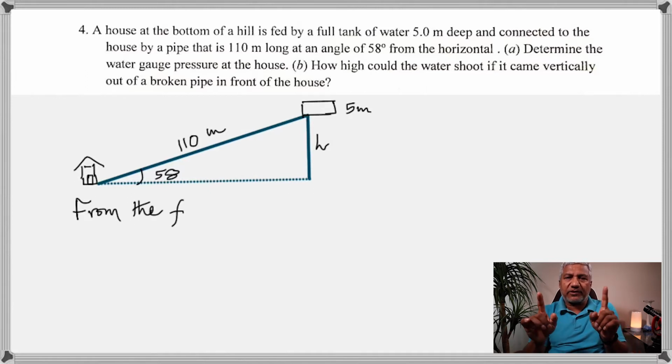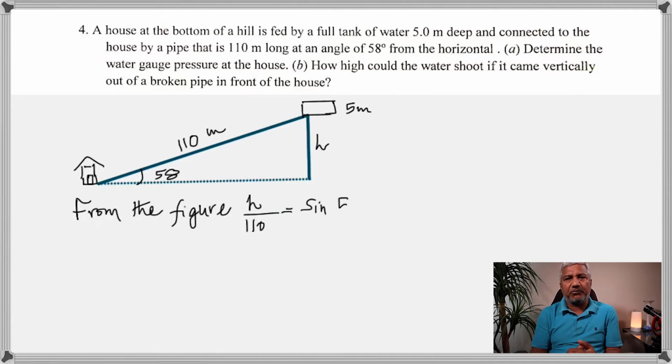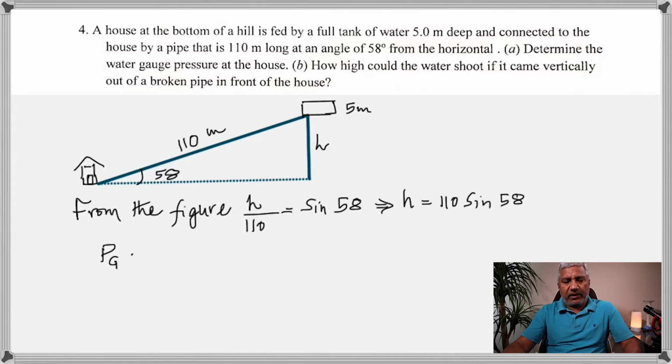So looking at that triangle, we will be able to make out what the height is, because height divided by 110, opposite by hypotenuse, is going to give us sine theta, which is sine 58. And then rearrange that to get the height of the house, 110 sine 58. And from there we can calculate the gauge pressure.